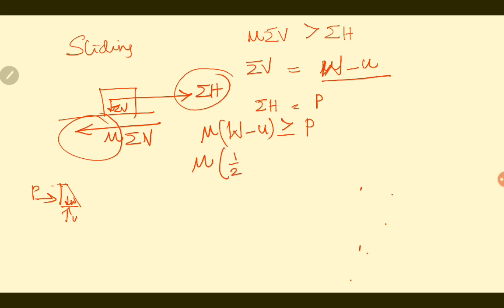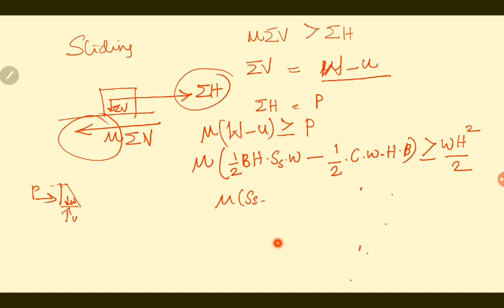W can be written as half into B into H into SS into W, unit weight of water, half into C into W into H into B. It is greater than or equal to WH square by 2. Right? Now, let us rearrange this equation and we will find that the equation becomes mu into SS minus C into half into B into H into W greater than or equal to WH square by 2.